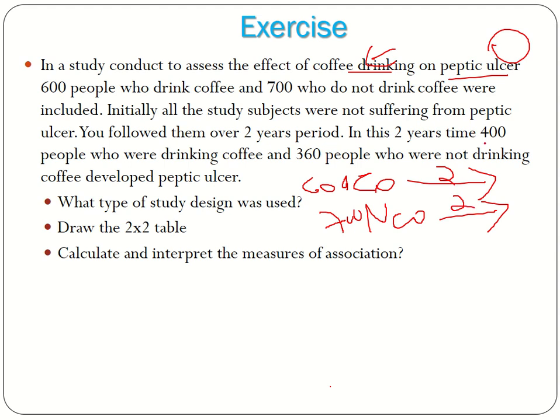In these 2 years, 400 people who were drinking coffee and 360 people who were not drinking coffee developed peptic ulcer disease. So among the coffee drinkers, 400 developed peptic ulcer disease and 200 did not. Among the non-coffee drinkers, 360 developed peptic ulcer and the remaining 340 did not. So this is a follow-up study.